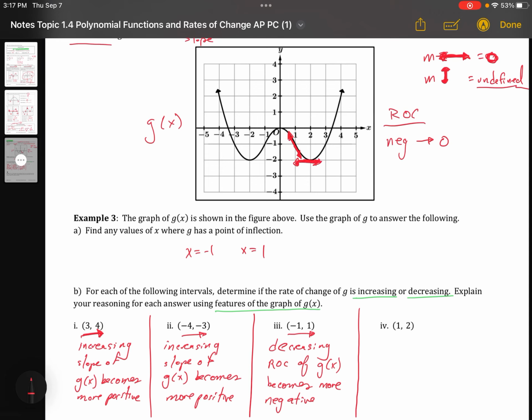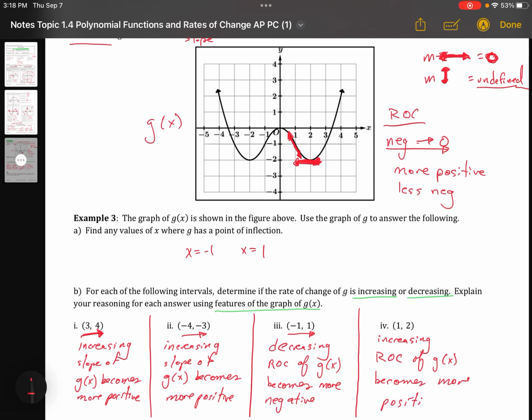So we know that if we have a flat slope over here at x equals 2, then it's going to be 0. Now, if we go from negative to 0, again, that means we're becoming more positive or less negative, right? 0 is not positive or negative, but you get the idea. We're moving right on the number line. So that means that this is increasing, because the rate of change, again, same thing as slope, of g of x becomes more positive.